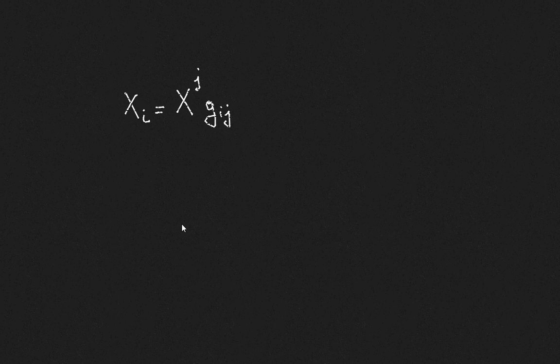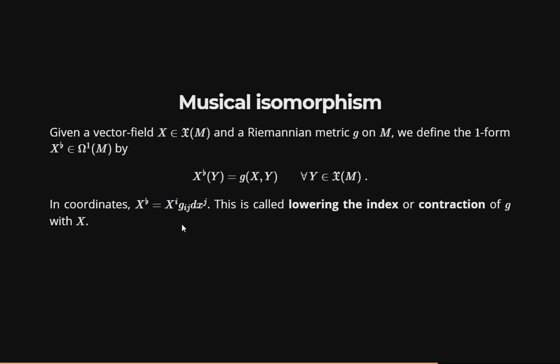Again, there is a summation over j, which is meant but not written. So the coefficients of x flat, which is a one form, are these sums of coefficients of x times the metric g. And because it lowers an index, it's called flat, because flat means to lower a note by a semitone.